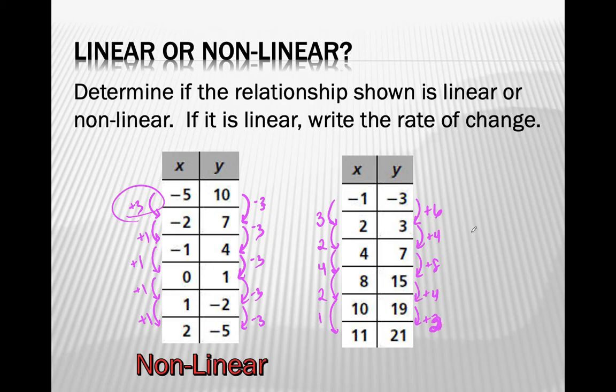Sorry, that's 2. And then remember, we want to look at the change in the y and the change in the x and divide them and see if they're all the same. So if you actually notice 6 divided by 3, 4 divided by 2, 8 divided by 4, 4 divided by 2, and 2 divided by 1 are all 2. So this is actually linear. And that would mean that the rate of change there is 2.